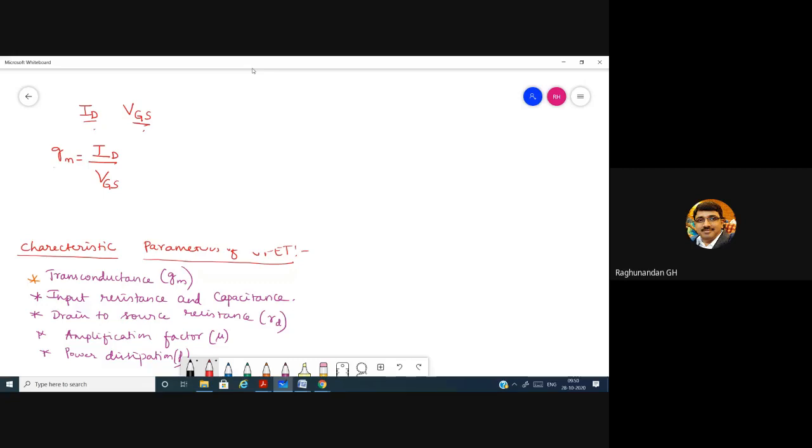So transconductance is the ratio of the change in drain current with respect to the change in gate to source voltage, keeping VDS constant. This is the definition. GM is inversely proportional to VGS; if this is lesser, your conductivity will be more. And GM and ID are directly proportional, which indicates that when current is more, your conductivity will be more. So this is the definition for transconductance.